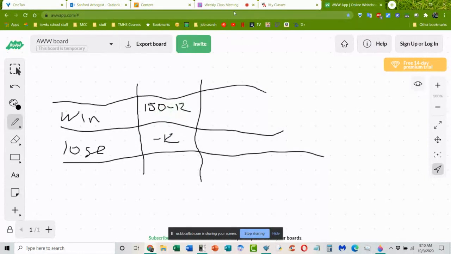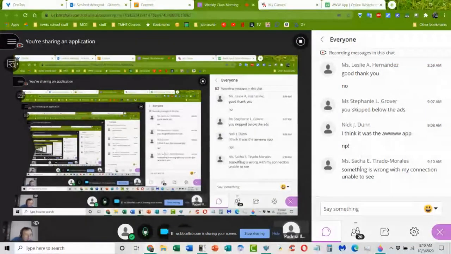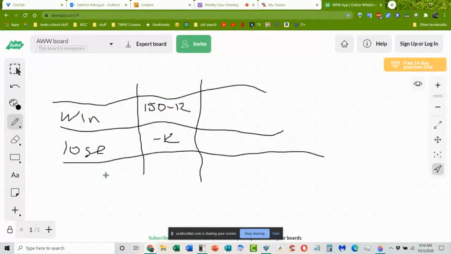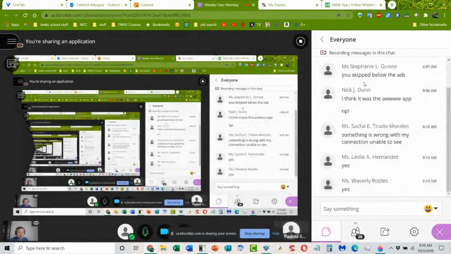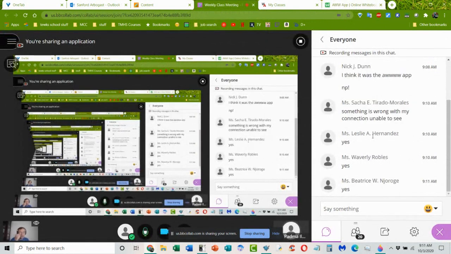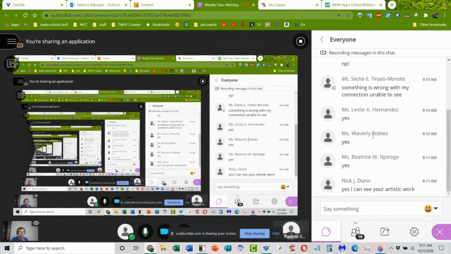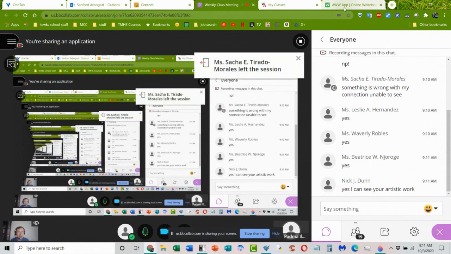So this one here, people, something is wrong with my connection, unable to see. You can try logging back in and logging back out, Sasha. So can other people see this? It's just a really bad drawing of some lines and a text. Yes. So, Sasha, I would try logging back in. And like I said, this is being recorded, so if all else fails, you can at least listen. And because I see it looks like you're on your phone, you can always watch the video. So try that.